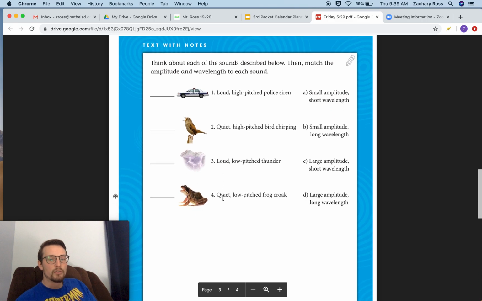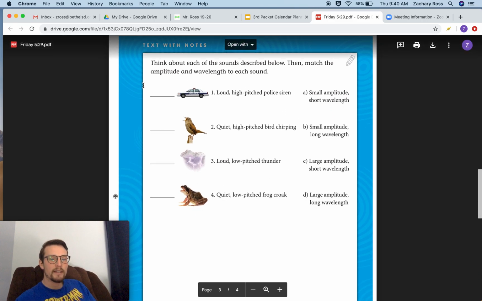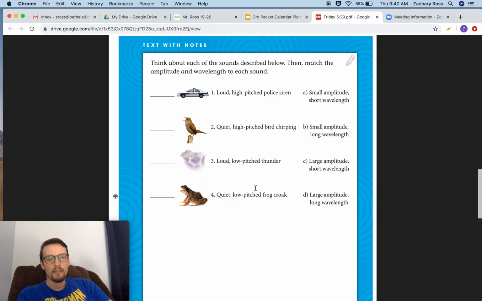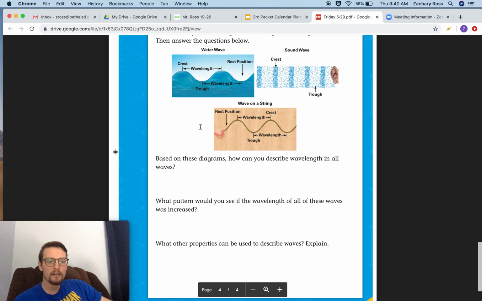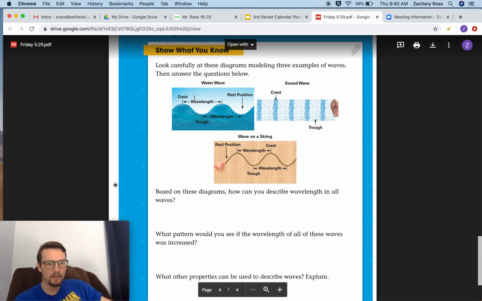So I want you to take a look at the diagram here at the bottom to match up. You're going to be looking at the sound that these different things make and decide, is it a small amplitude? Is it a small wavelength? Is it a high amplitude? Is it a high wavelength or large? And then you're going to look down here and answer the questions about the different types of waves.